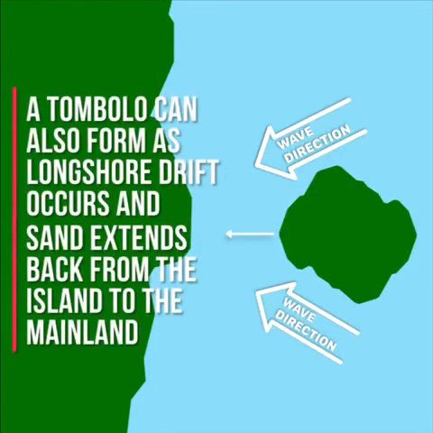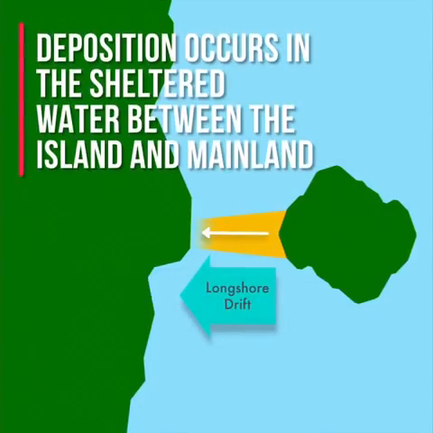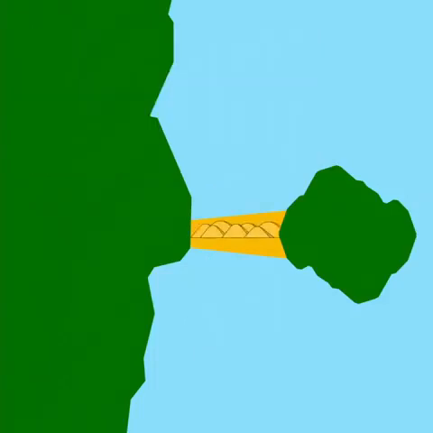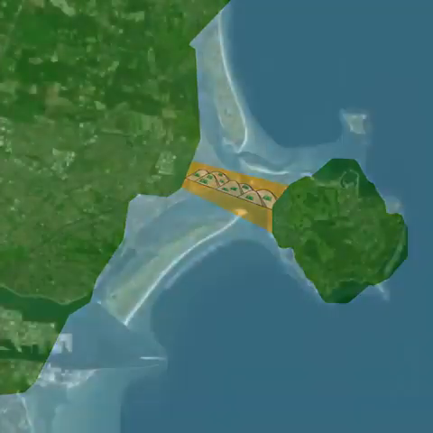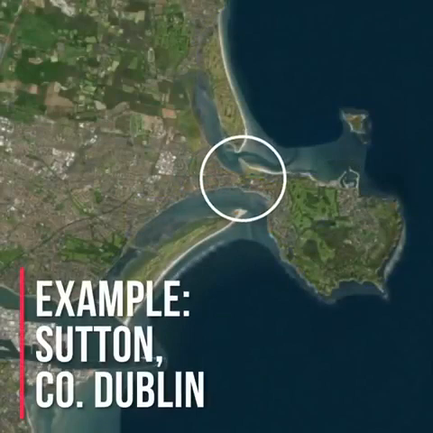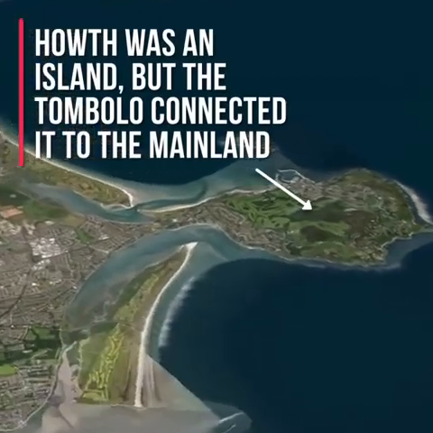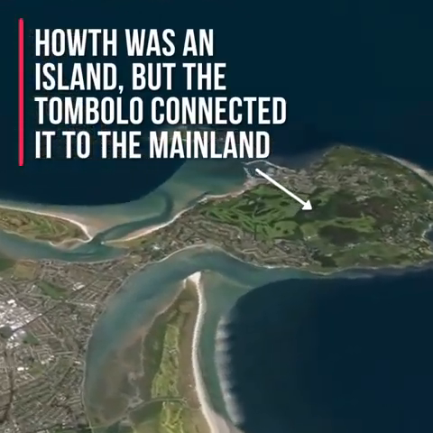A tombolo can also form as longshore drift occurs and sand extends back from the island to the mainland. Deposition occurs in the sheltered water between the island and the mainland. An example of a tombolo exists at Sutton in County Dublin. Howth was an island, but the tombolo connected it to the mainland.